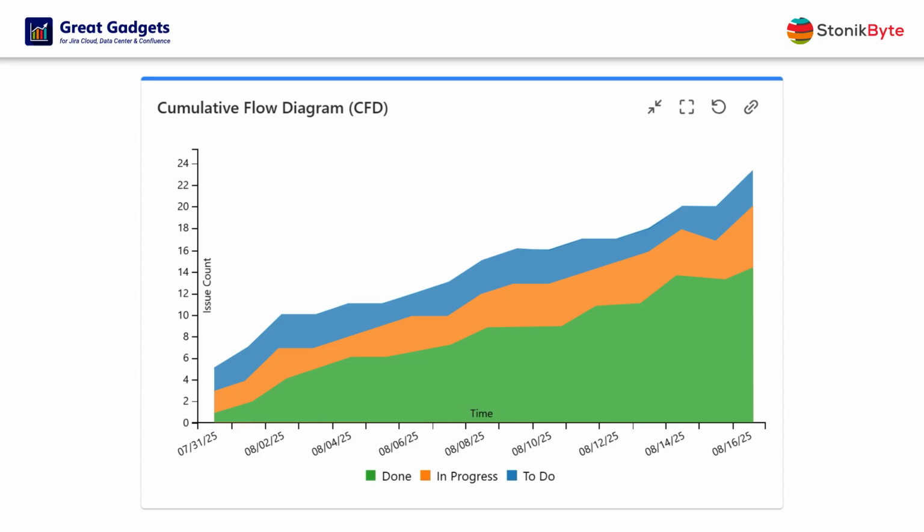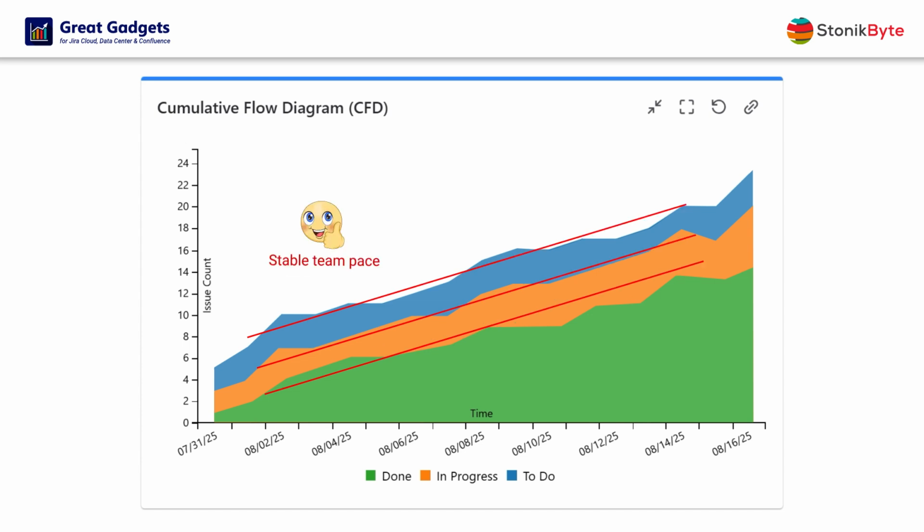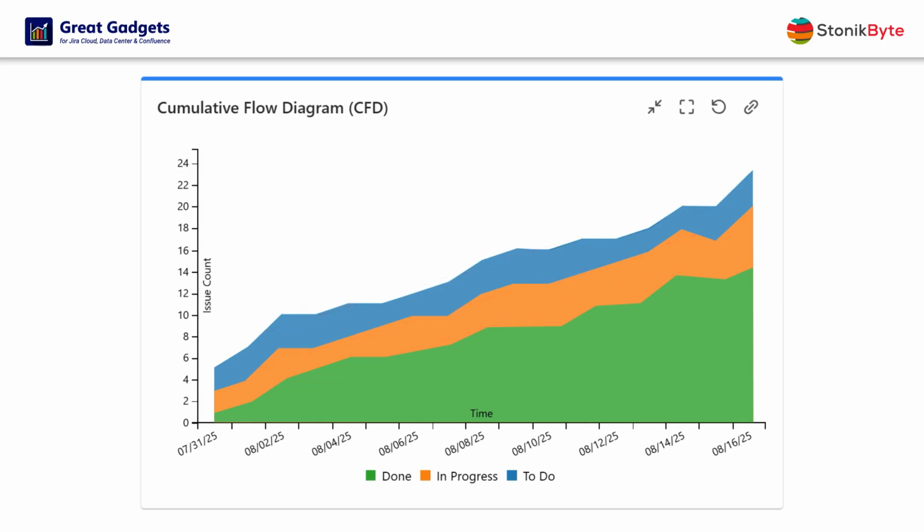The horizontal axis represents time, and the vertical axis represents the total number of work items. A diagram with all the bands parallel and constant indicates a stable team pace. The done band should grow constantly to assure a stable workflow and to make sure your team keeps delivering work. If the to-do band is getting larger, that could indicate that the team has capacity problems.